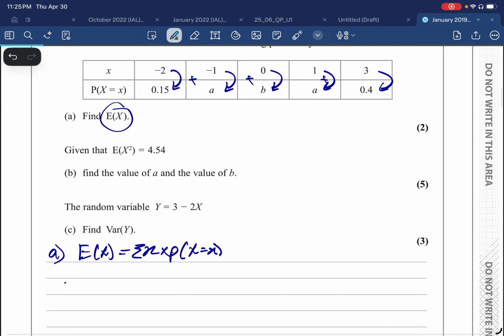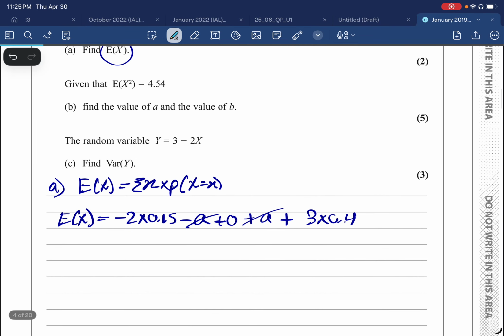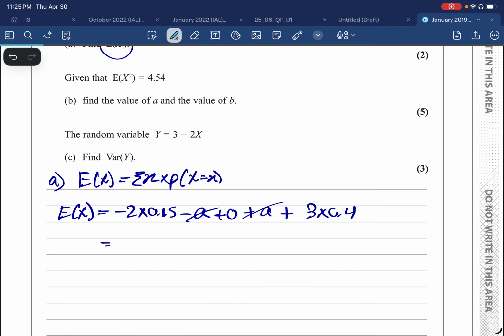So this is simple. We have minus 2 times 0.15, minus a. That's going to become 0 plus a plus 3 times 0.4. As you can see, the a's cancel out. So this leaves us 0.15 plus 3 times 0.4, and we are left with 0.9 as the expected value. There you go. That's part a.